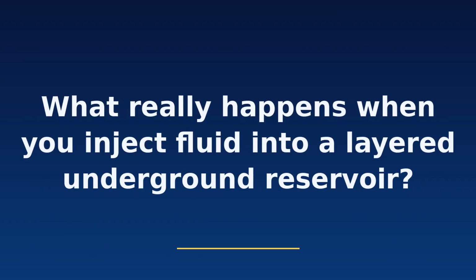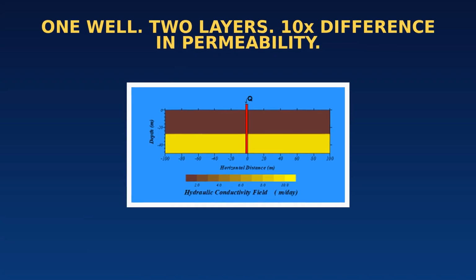You drill one well, you inject fluid into it. And depending on what the rock underground looks like, that fluid can travel completely different distances in completely different directions. This is the story of the single well tracer test, and why layering changes everything, whether you're chasing groundwater contamination or planning an oil reservoir waterflood.